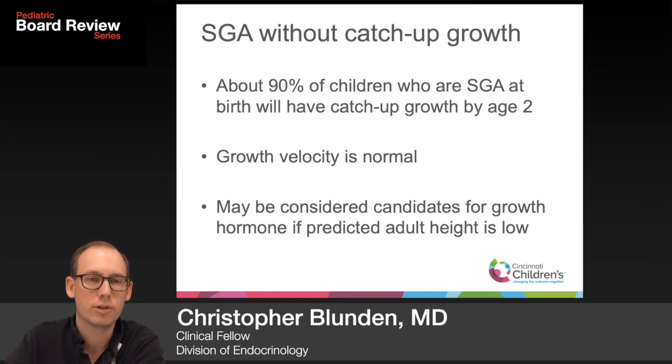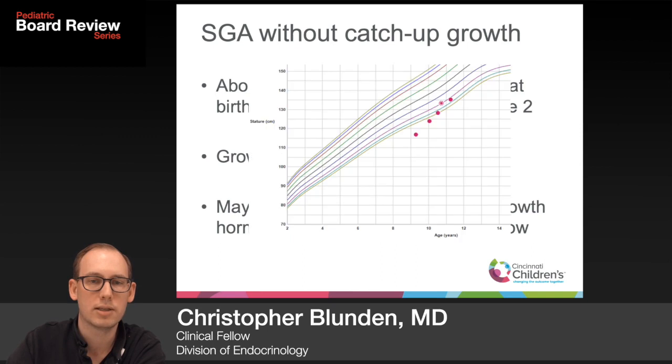Next, SGA without catch-up growth. About 90% of children who are born small for gestational age do have catch-up growth by age 2. The growth velocity in these children is often normal. It should be normal. The 10% or so that don't catch up may be considered candidates for growth hormone if their predicted adult height is on the lower end. This is an example of a patient of ours who never had catch-up growth, was born small, was started on growth hormone, and had a very nice response and was able to get back onto the growth curve.